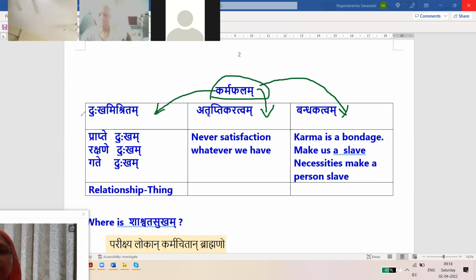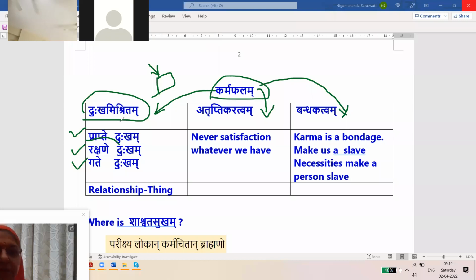So what is the meaning of dukkha mishritatvam or dukkha mishritam? So I have written here, कर्म फला प्राप्ते दुखम रक्षणे दुखम गते दुखम. Whatever we desire, suppose I desire a lot of money, maybe crores. Now lakhs are not enough nowadays, so I need crores. To get this money I have to do lots of karma. In doing such karma, there are many pains, and this pain always gives something inside. So it's prapte dukkha. Acquiring any object we would like is always fraught with pain only.